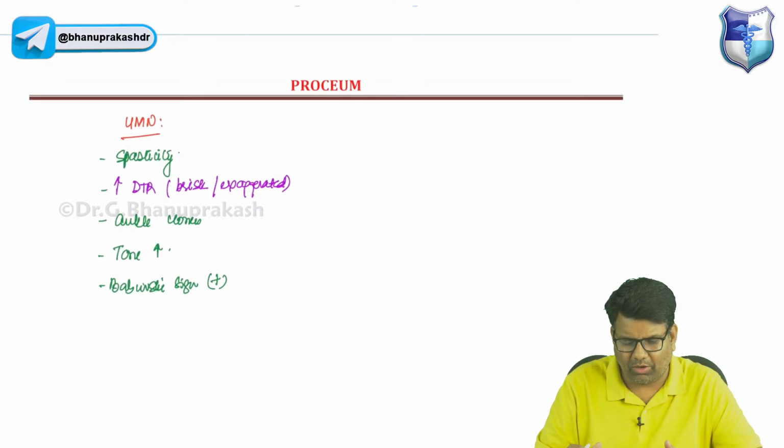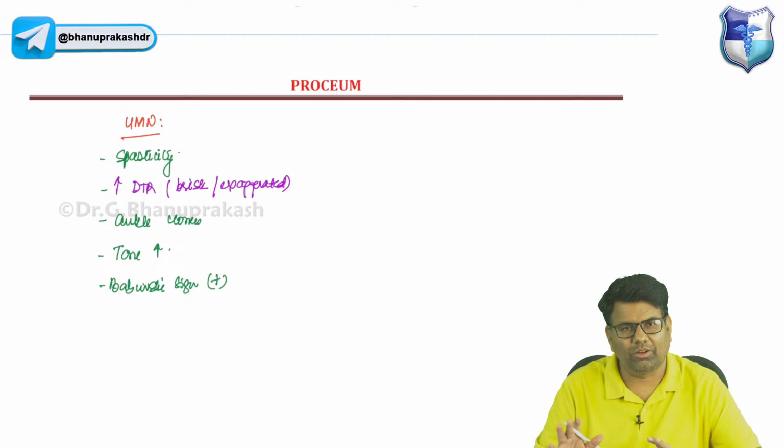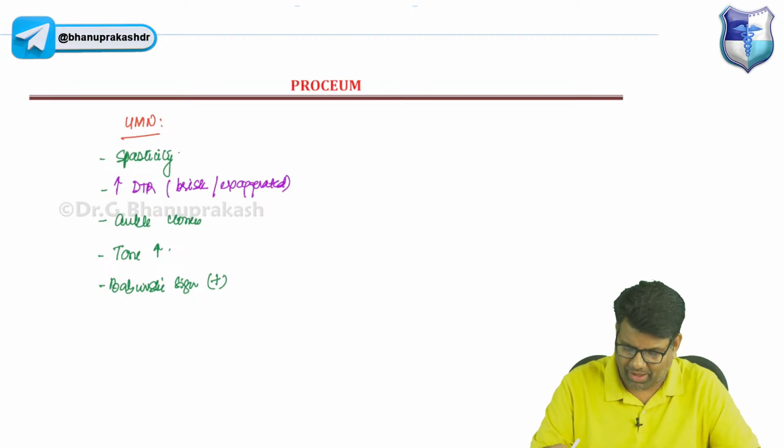And whenever you have to think of lower motor neuron, always think of a case of polio. Always think of a case of polio, and you will get all the features of lower motor neuron paralysis.